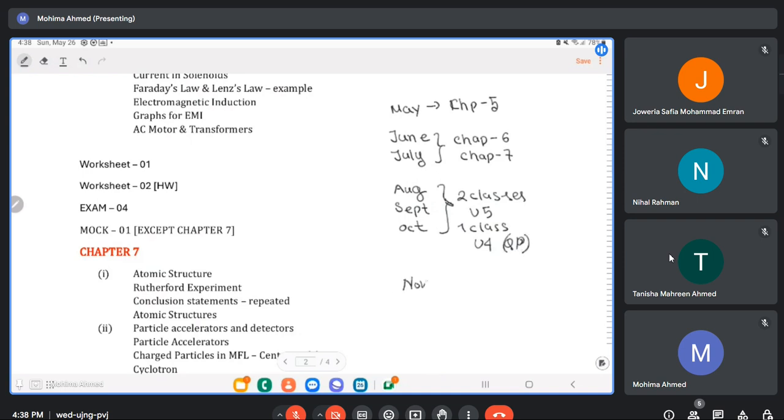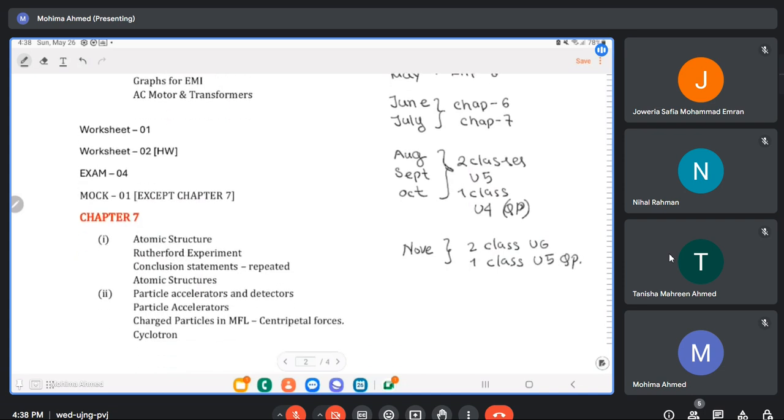And then from November, we're going to start Unit 6 also. I'm going to start Unit 6 from the first week or second week of November. So we're going to take 2 classes for Unit 6 and 1 class for Unit 5 question paper. Okay. And obviously, Unit 6 question papers are not that lengthy. I mean, you guys have done Unit 3, right? Unit 3 and Unit 6 both have like 4 questions in each paper.